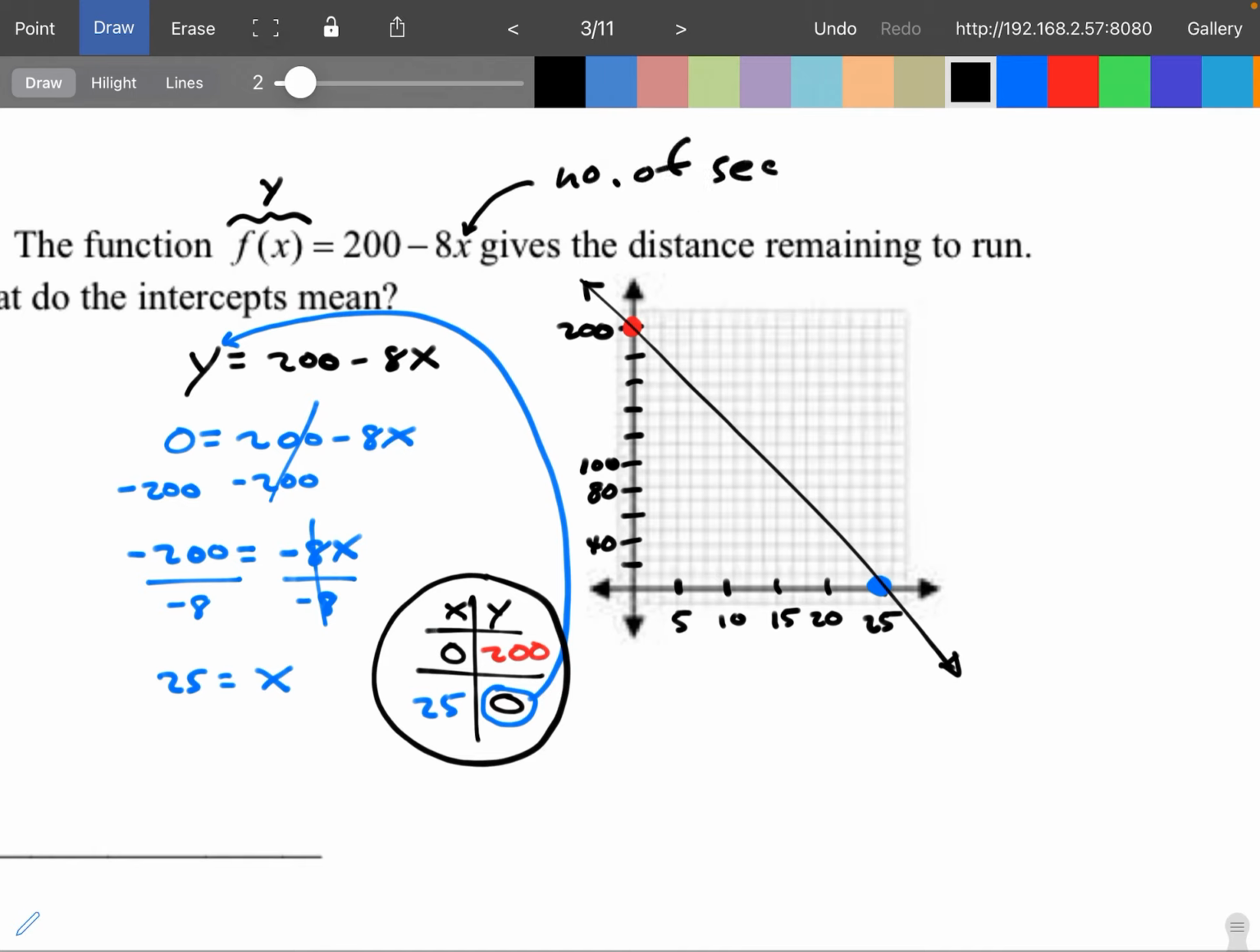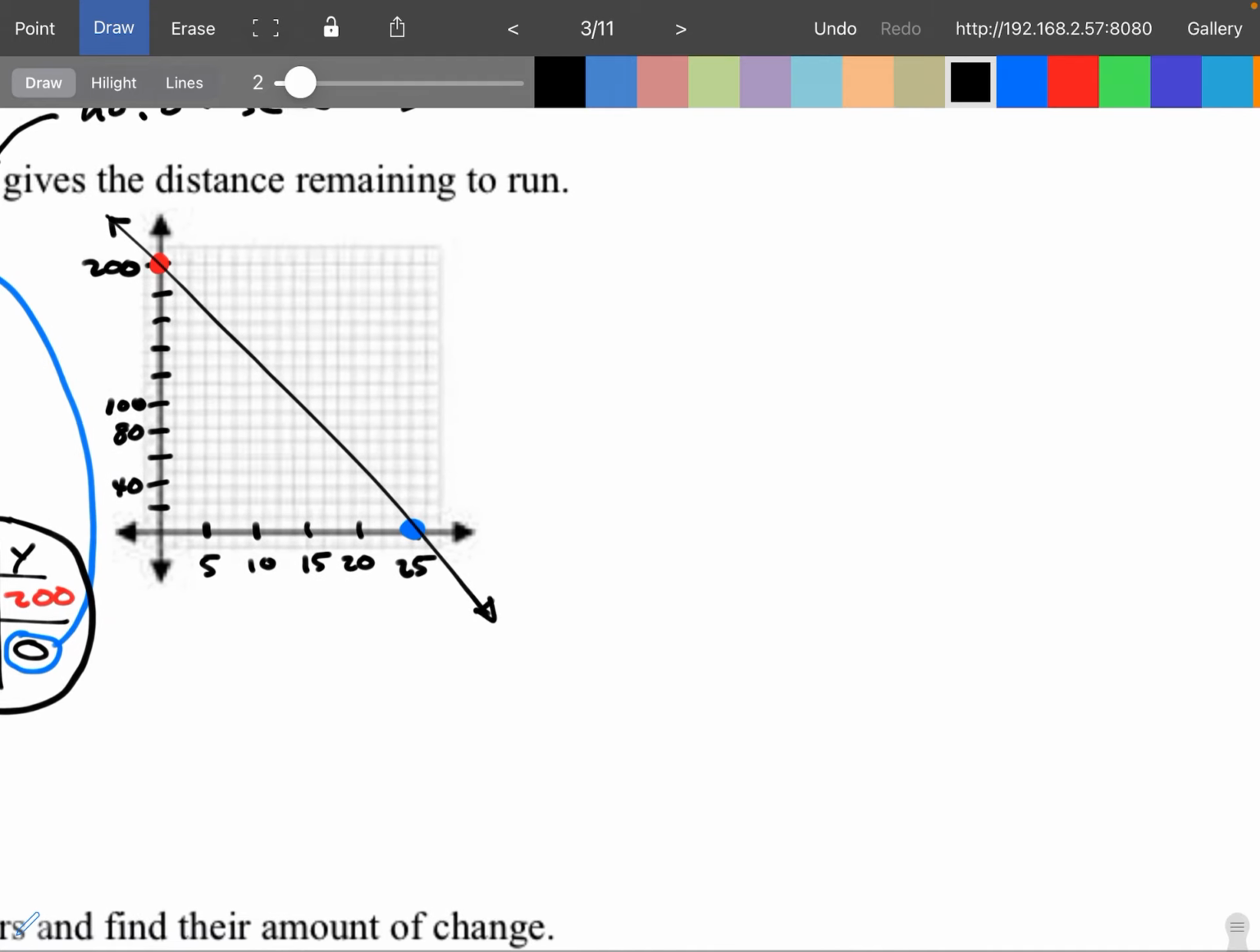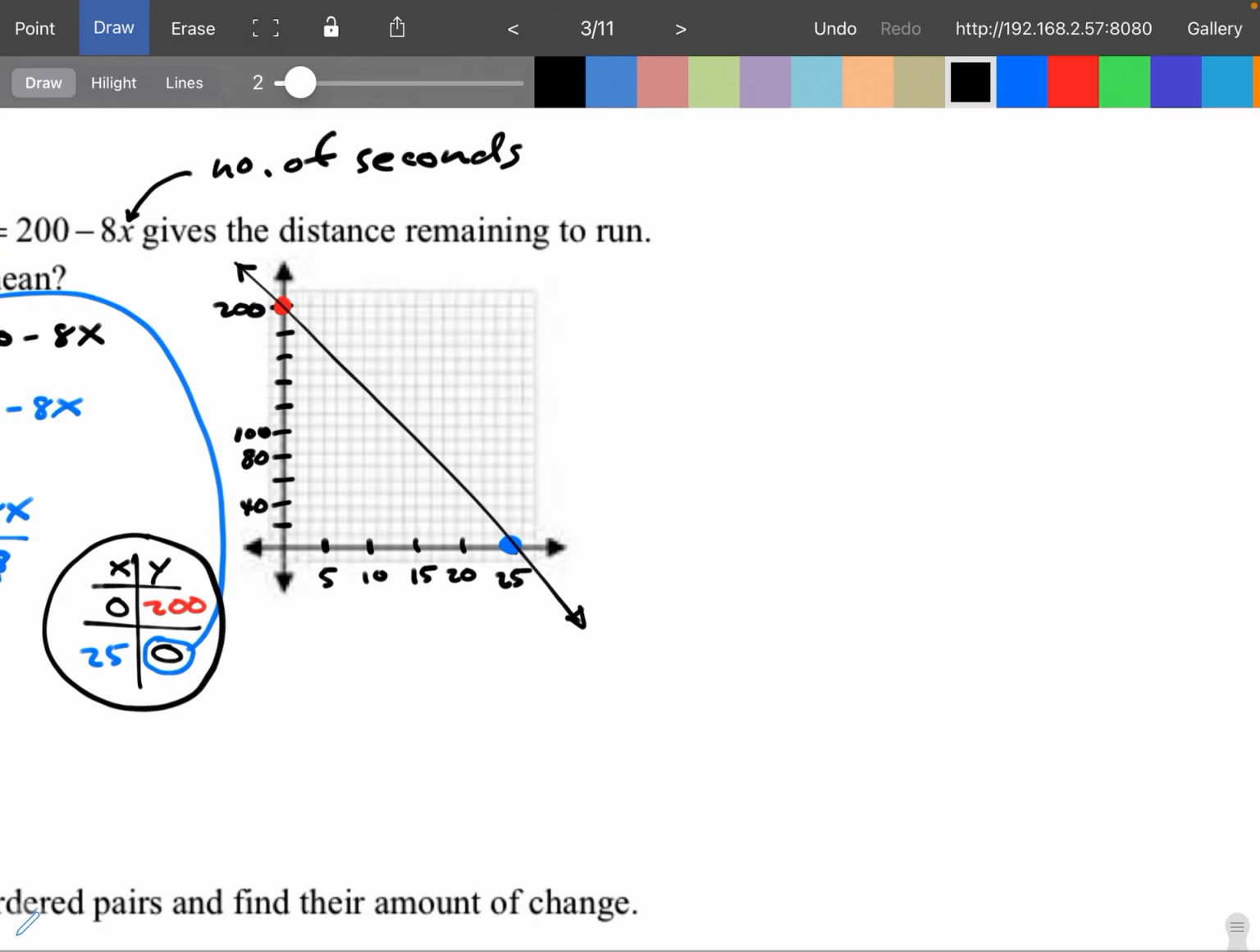So the first intercept there is the y-intercept. The first thing I probably should have told you is the x in this problem represents the number of seconds. So let's see if I can get a note on there somewhere for that. So x right here, that's the number of seconds. And basically somebody's running the 200-meter dash, and the y would be the distance in meters. The x is the number of seconds that they're running.